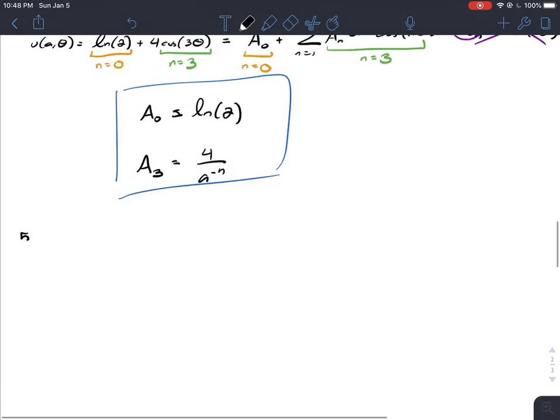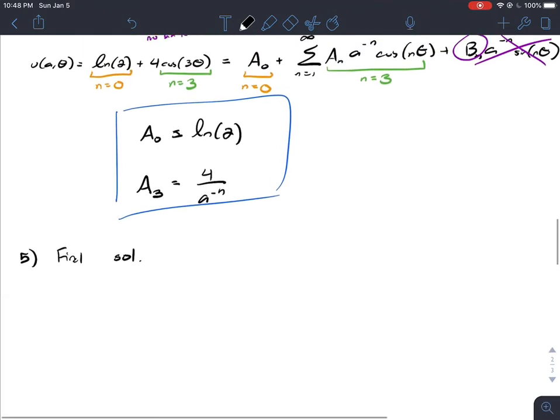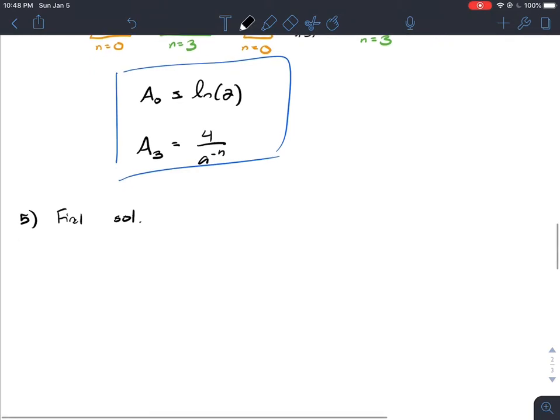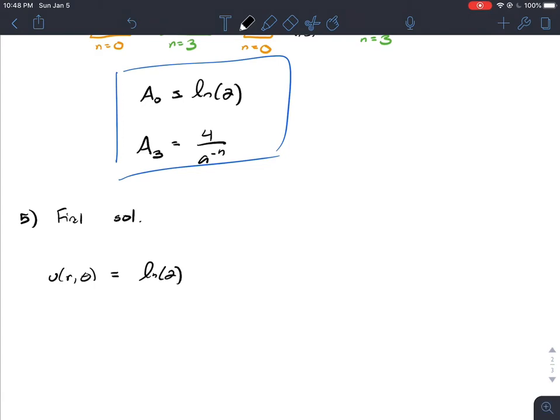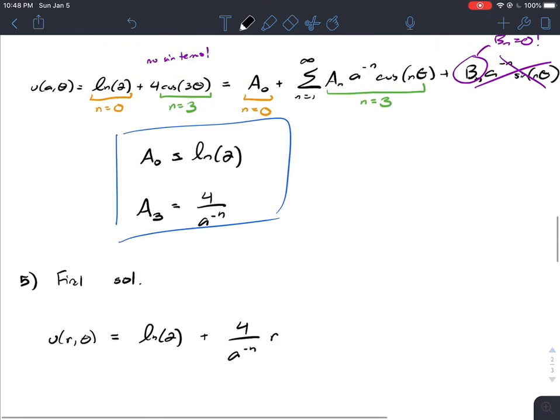And then step 5 is to find a solution by putting all the coefficients back into the original general solution. So u of r theta is equal to the natural log of 2 plus 4 over a to the negative 3, that's the constant a3, times r to the negative 3, cosine 3 theta. Oh sorry, this should be a to the negative 3 because that's n equals 3. This 3 should also be the same. And this r should also be raised to the negative 3 because we're only taking the a3 term right here, and then 3 theta.